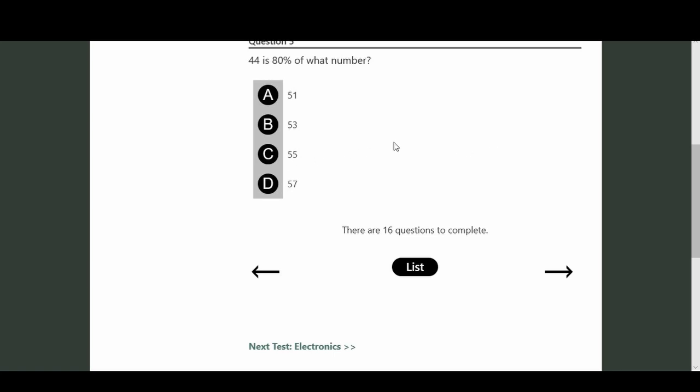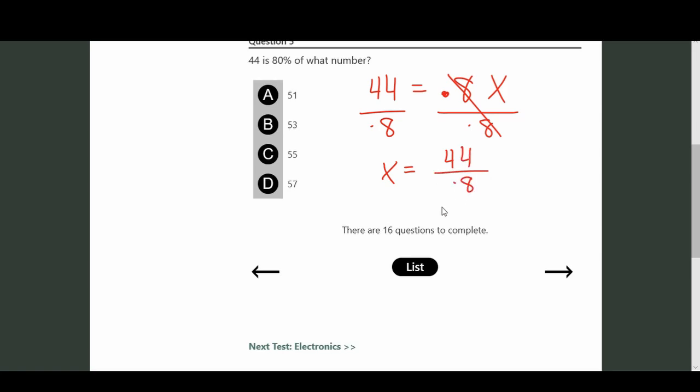Okay, so question 5 says 44 is 80% of what number? So this is the way I approach these questions. 44 is 0.8 of what number? And I represent that unknown number as x. 0.8 is the same as 80%. So now I'm just doing a one-step algebra problem where I'm solving for x. To solve for x, I'm going to divide both sides by 0.8. This is going to cross out. I'm going to be left with x equals 44 over 0.8.